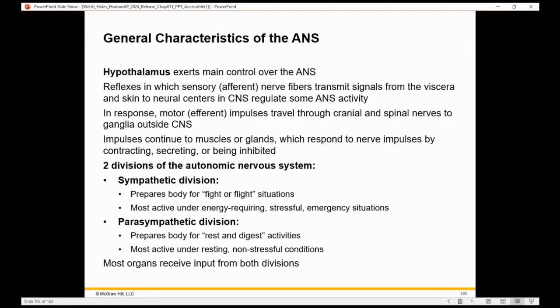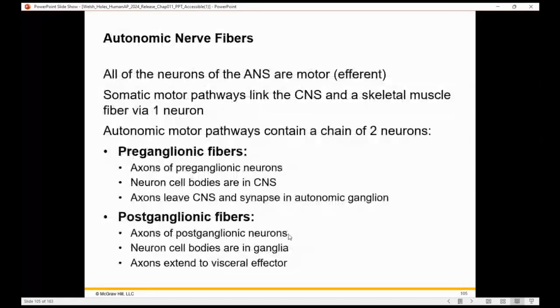There are two divisions of the autonomic nervous system, the sympathetic and the parasympathetic. The sympathetic division prepares the body for fight or flight situations, and it's most active under energy-requiring, stressful, or emergency situations. The parasympathetic division prepares the body for rest and digest activities. It's most active under resting, non-stressful conditions, and most organs receive input from both divisions.